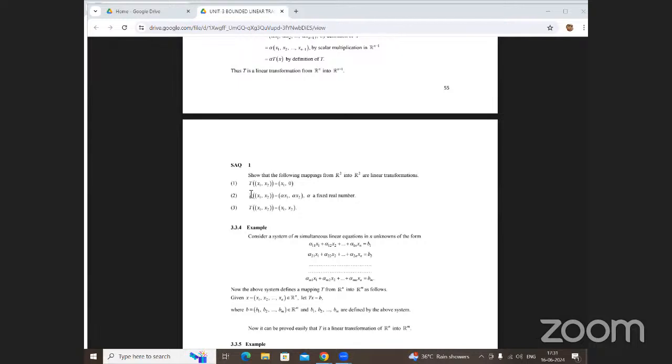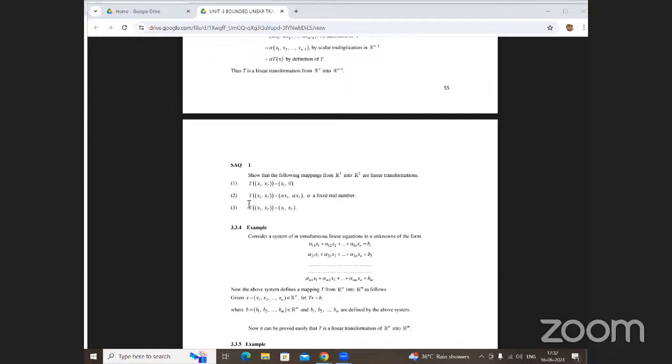So take x, and T of alpha times (x1, x2) is alpha times (x1, 0). So alpha times (x1, 0) is alpha times T of (x1, x2), that is T of x. That is alpha times T of x. Similarly, we must prove the second and third examples also; see this one. That is for practice purposes.